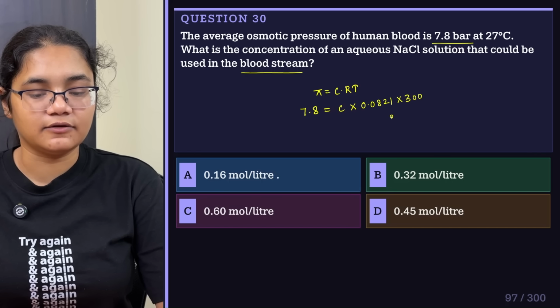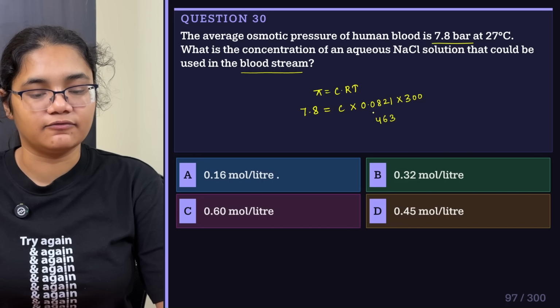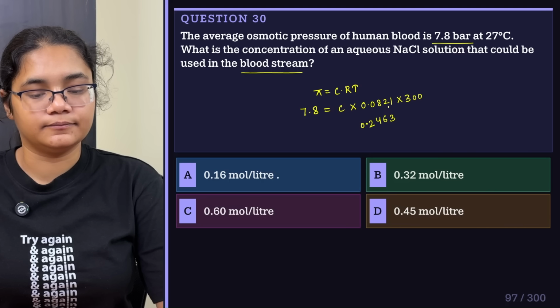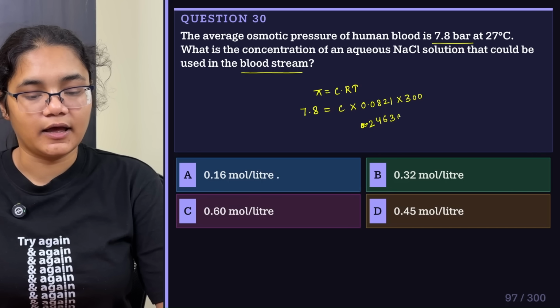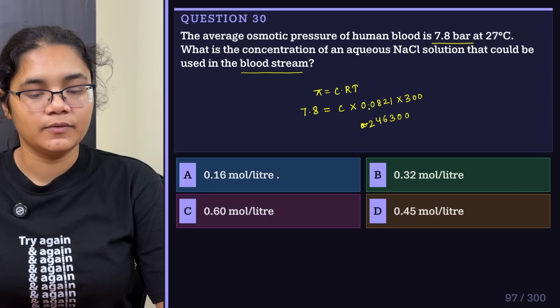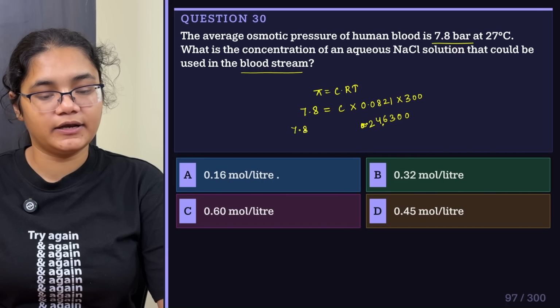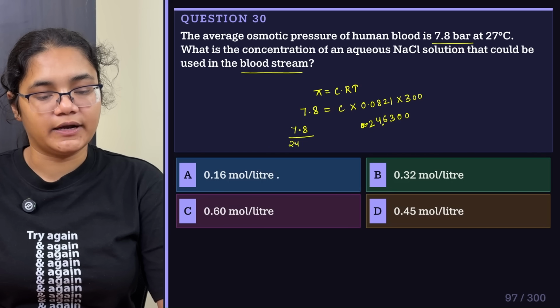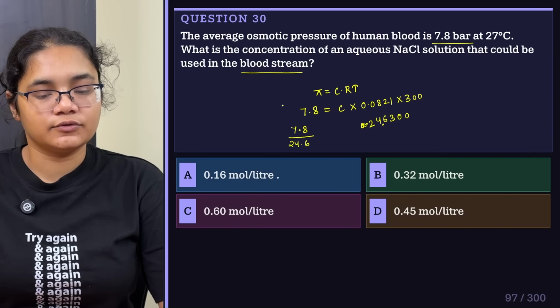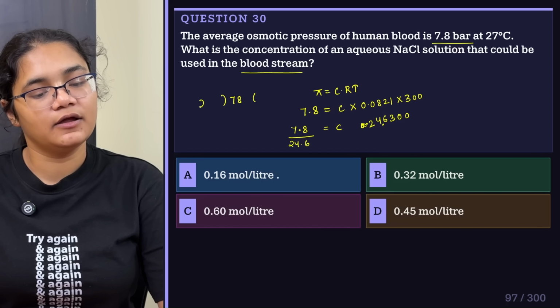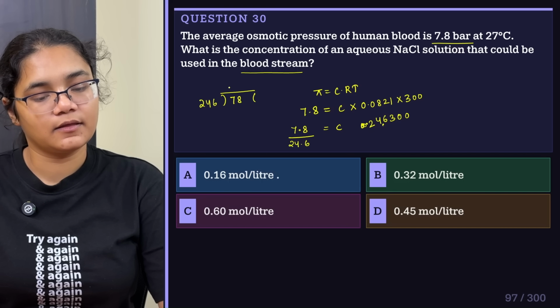So that gives me 3 ones are 3, 3 twos are 6, 3 fours are 24, 3 point 0. Okay, sorry, I have two more decimal places also. So I have 1, 2, 3, 4. So 24.6 something I'll get. So 7.8 divided by 24.6, so that is equal to C here. So 78 divided by 246, right?